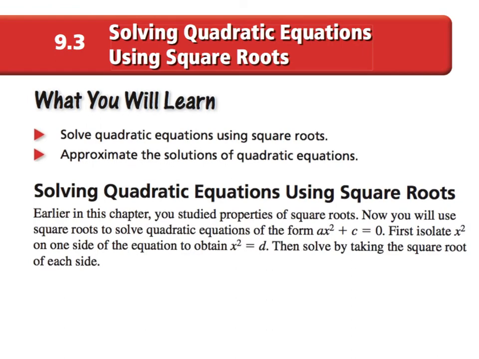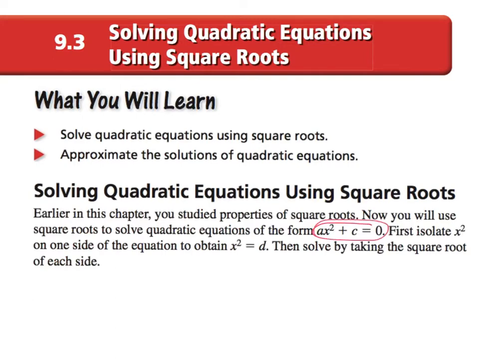You're going to learn how to solve quadratic equations with square roots and how to approximate the solutions of quadratic equations. So, solving quadratic equations using square roots. Earlier in this chapter, you studied properties of square roots. Now you can use square roots to solve quadratic equations in that form. You're going to first isolate x squared on one side of the equation to obtain something like x squared equals d. All that means is that you are going to get rid of everything but the squared term.